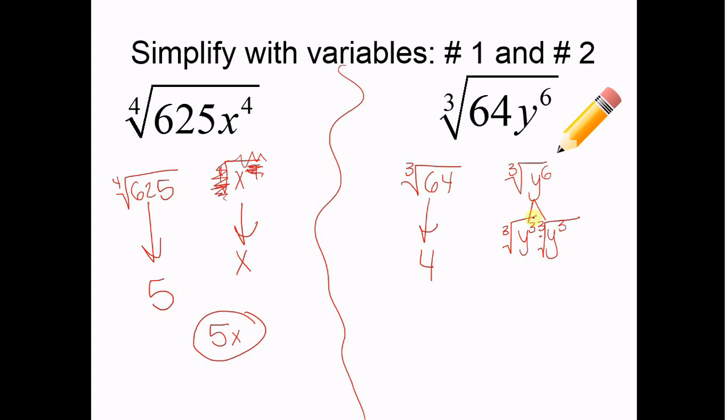So then the cube root of y to the 3rd is going to erase those. So I'm going to be left with a y there. Same thing here, I'll be left with a y there. So I have a y times a y. It's going to give me a y squared. So it looks like I have 4y squared out of that problem. That's going to be my answer there.